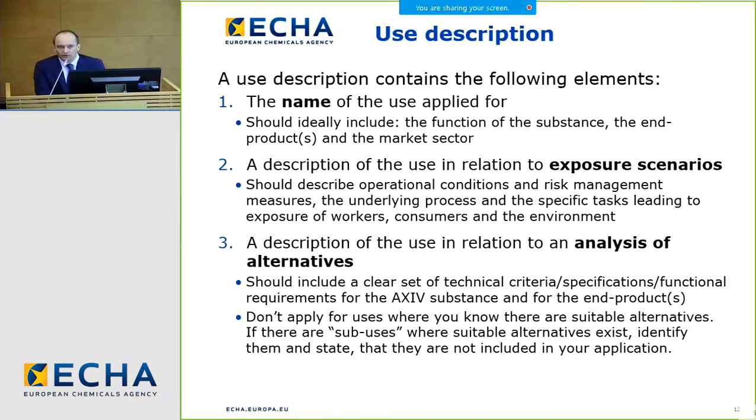And the third element of the use description is in relation to the analysis of alternatives. So this is also a critical point. The analysis of alternatives or the use description should include a clear set of technical criteria, specifications, and functional requirements for the substance and for the end products. We strongly recommend that you don't put into the use descriptions sub-uses where there are suitable alternatives. If you would include such sub-uses where substitution is possible already before the sunset date, for instance, then we recommend that you clearly state them and that you do not include them in the scope of the use.